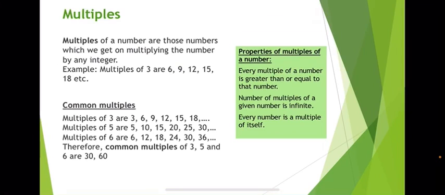Now let us discuss the properties of multiples. Every multiple of a number is greater than or equal to that number. The number of multiples of a given number is infinite. That means we cannot count or quantify them. Every number is a multiple of itself.